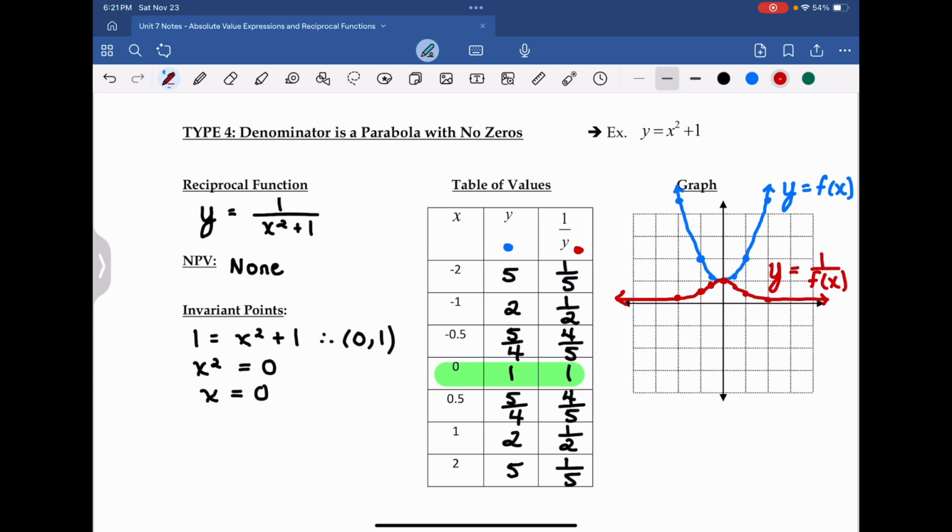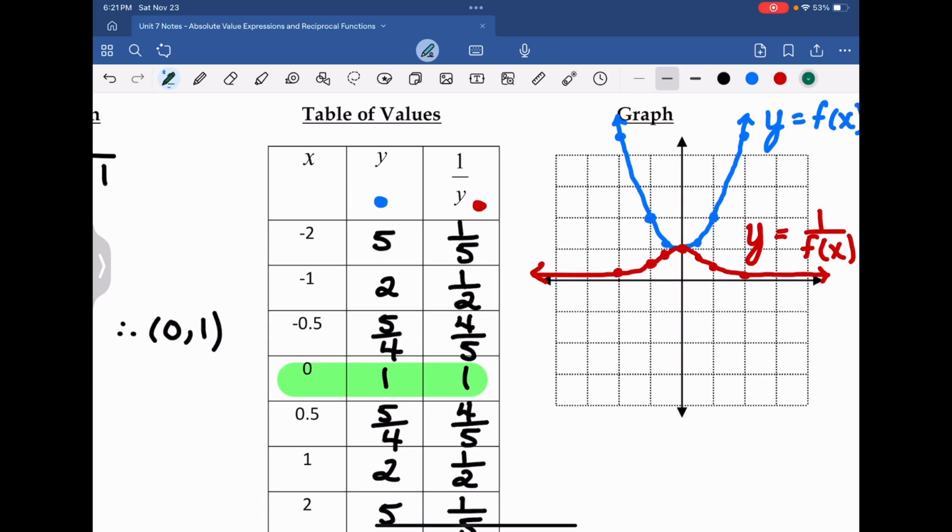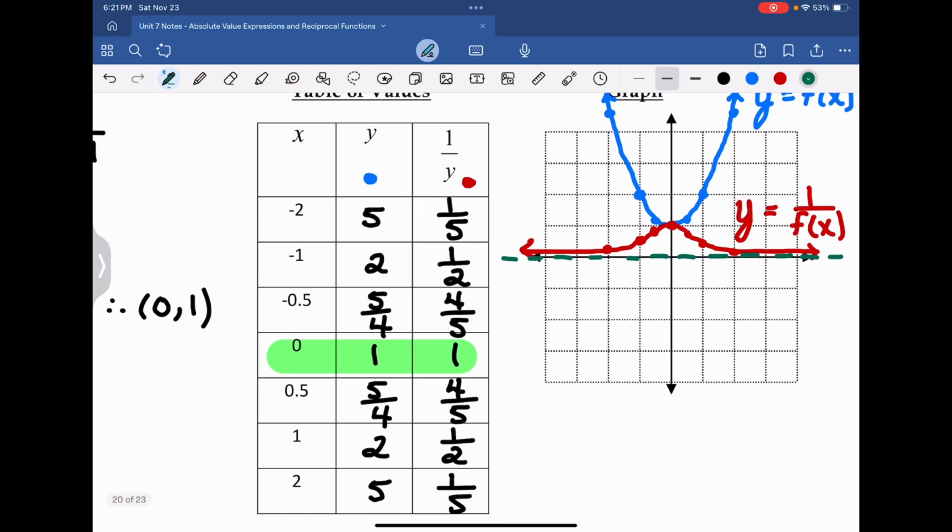Now again, the interesting thing about this graph with no zeros is that when there are no zeros, there is no NPV. No NPV means, yes, there might still be an invariant point, but there's no vertical asymptote in this situation. So on this graph, I'm not going to draw in a line that would divide it such that I can't cross that verticality. But what I still want to do is maintain our horizontal asymptote, because our graph will never cross the line y equals 0. And I'm just going to make sure I sketch that in here.